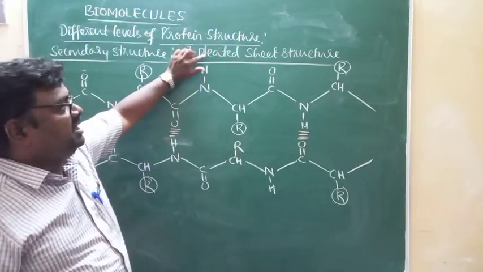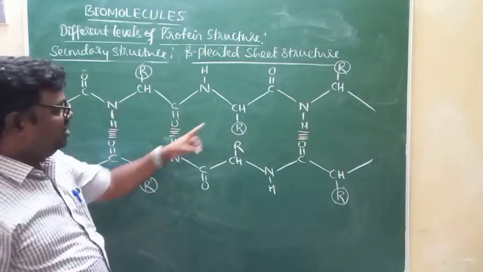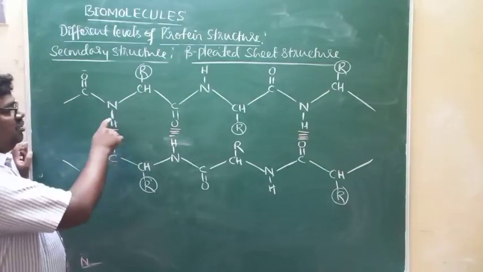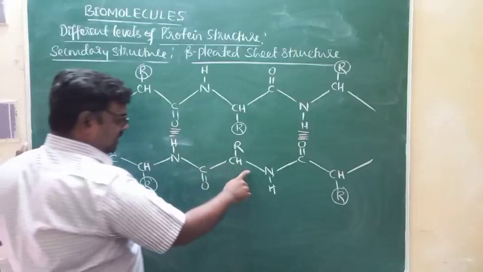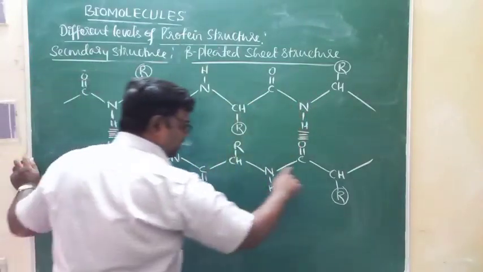This beta pleated sheet structure is due to intermolecular hydrogen bonding between the NH group of one polypeptide chain with the CO group of another polypeptide chain. Look here, this is one polypeptide chain and this is another polypeptide chain.